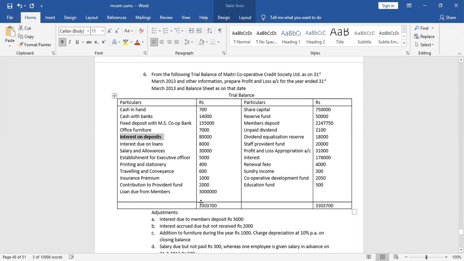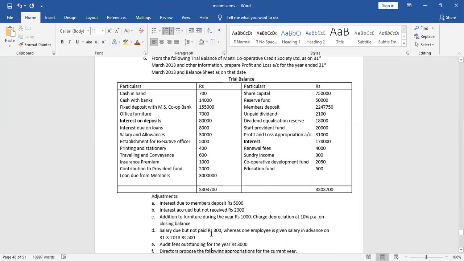Then we have interest accrued due. Interest accrued due, two things have come. Interest accrued but not received. Interest accrued but not received. So interest accrued but not received means this interest is also outstanding. Which interest is the received one? In the credit side. Now addition made to furniture 1,000.